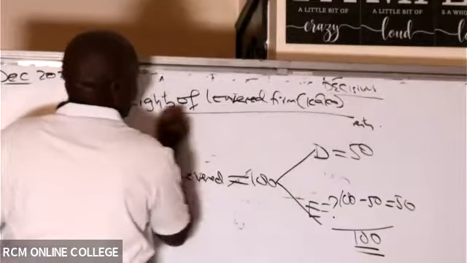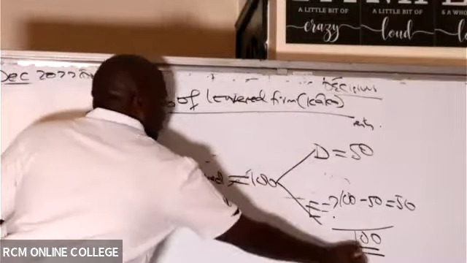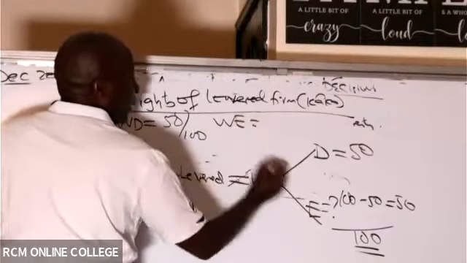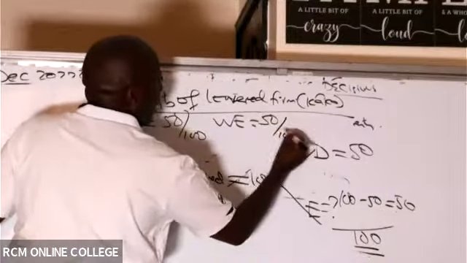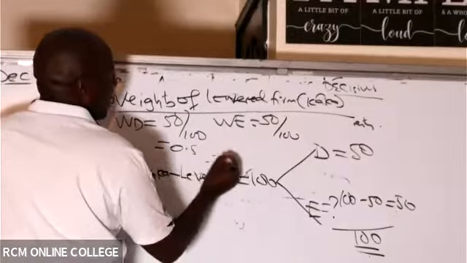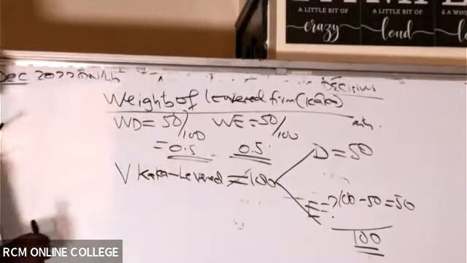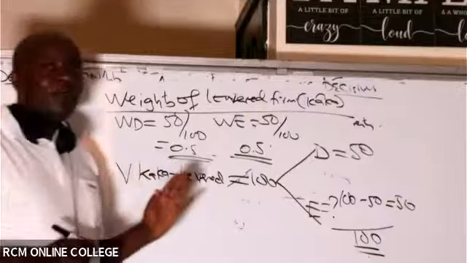Remind ourselves. So then we have here the weight of debt. The weight of debt will be 50 over 100. Then we have the weight of equity. I know the equity value. It's 50 over 100. So then this gives me 0.5. So weight of debt is 0.5. Weight of equity is 0.5.